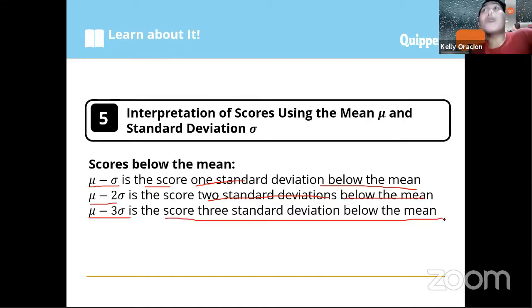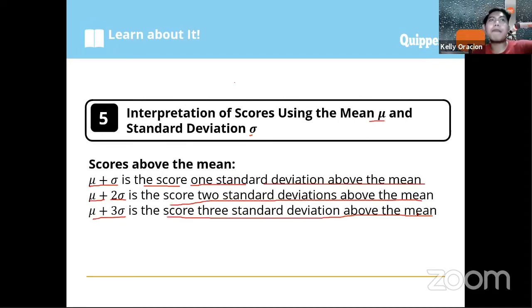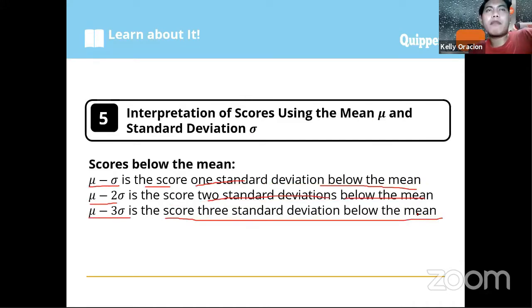Again, you need to learn how to read that one. That's very important. Okay, ganina ang plus, ito yung minus.